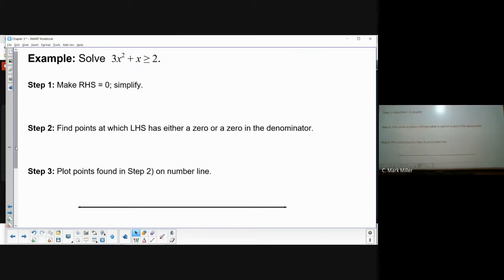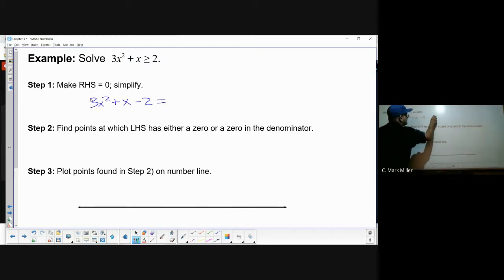Here's another one. We're going to go through this one a little quicker. Not quick, but quicker. Not as much review as last time. Step number one, you take your expression, you take the right-hand side, set it equal to 0. So it's going to be 3x squared plus x minus 2 equal 0.